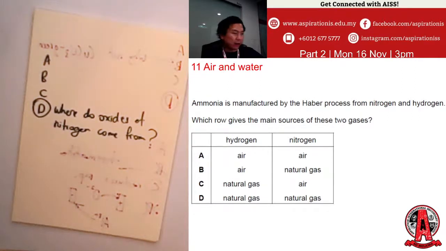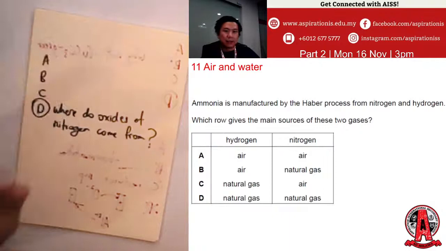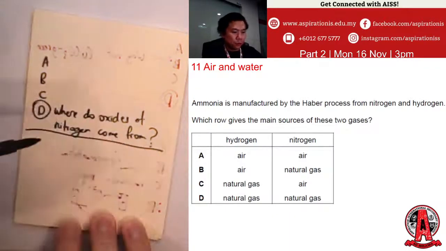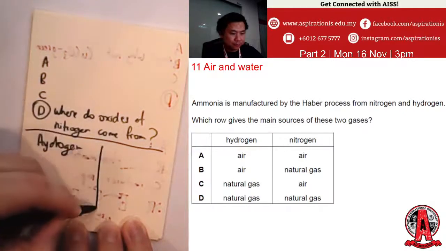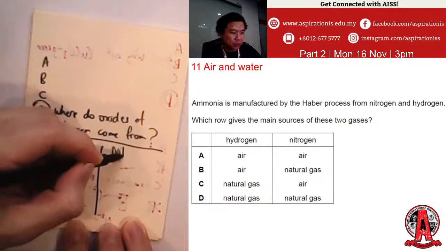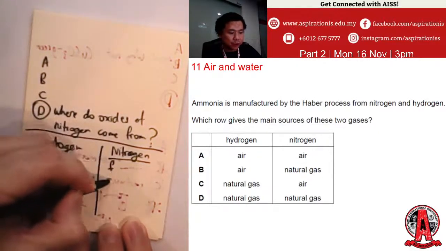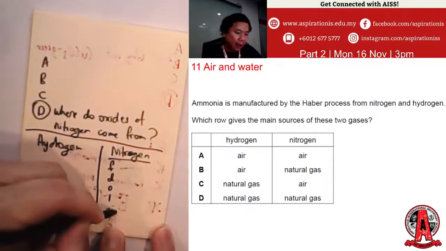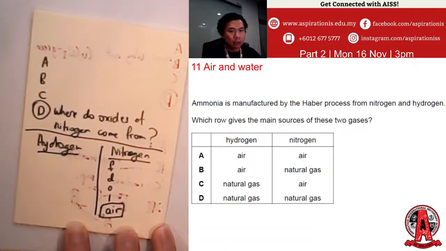Wow, this is quick. Yes. All right. So for hydrogen and nitrogen, remember for nitrogen we use the fractional distillation of liquid air. So nitrogen comes from the air and hydrogen comes from reacting natural gas. The answer is C, guys.